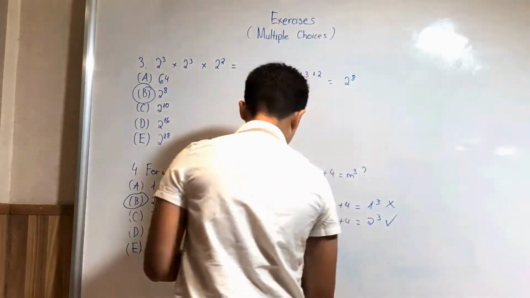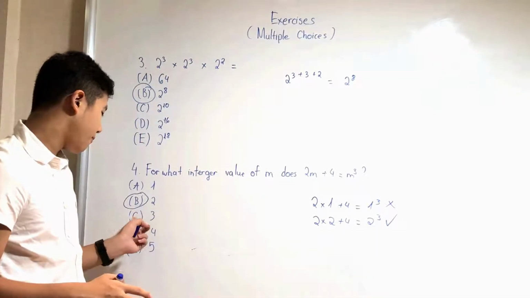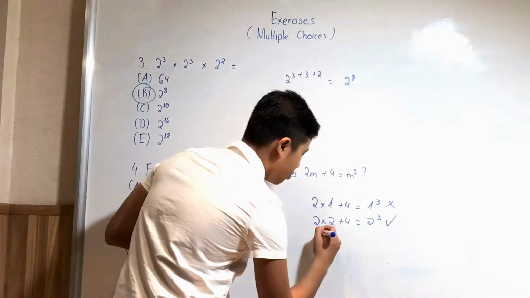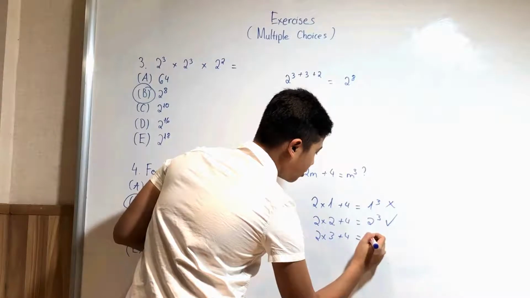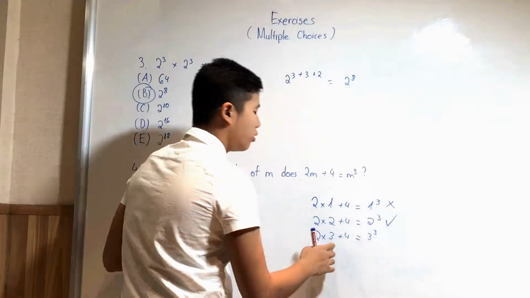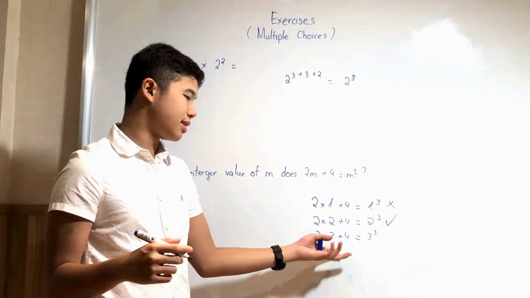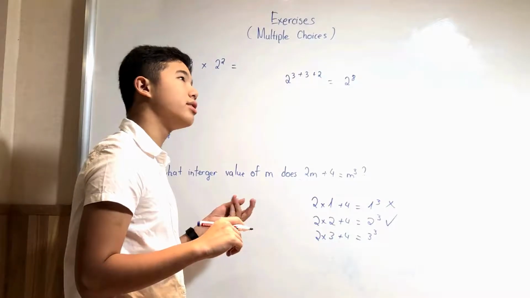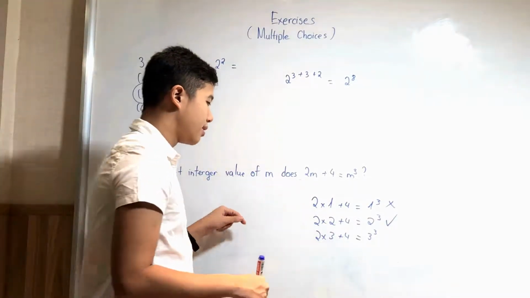Let's continue on to do the other answer choices. We got 3 in here. So 2 times 3 plus 4 is equal to 3 to the power 3. 2 times 3 is 6. 6 plus 4 is 10. 3 to the power of 3 is 9 times 3, which is 27. So this is wrong.